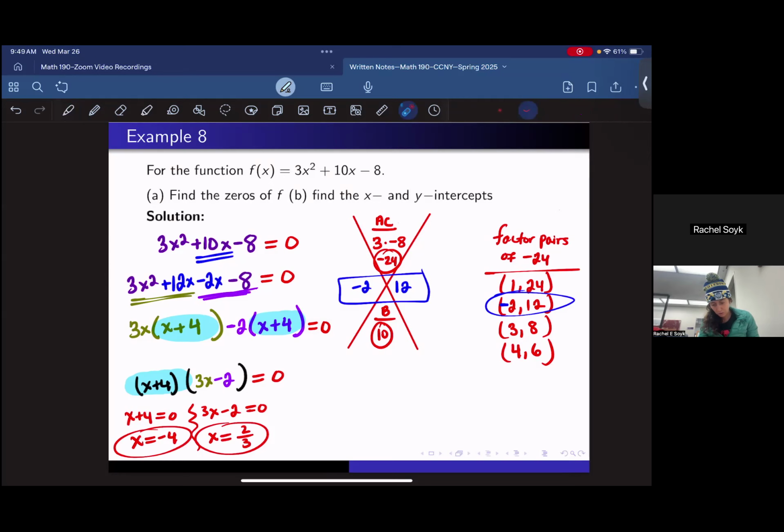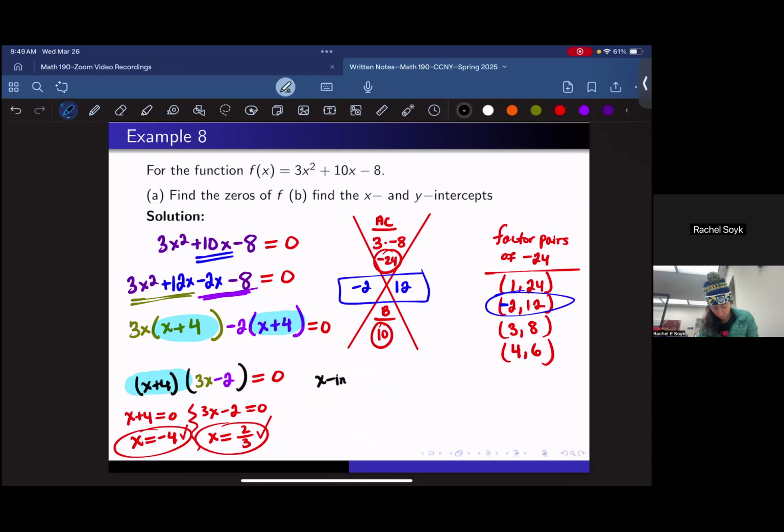Let's plug this in to make sure that they work. Negative 4 squared is 16 times 3 gives you 48. Minus 4 times 10 gives you 40. So now we're looking at positive 8 minus 8 is 0. That works. Now let's look at 2/3. 2/3 squared is 4/9 times 3 is the same as 4/3 plus 20/3, which is just 24/3, which is 8, and 8 minus 8 is 0. So both of these solutions work, which tells us that we have solved for our x-intercepts.